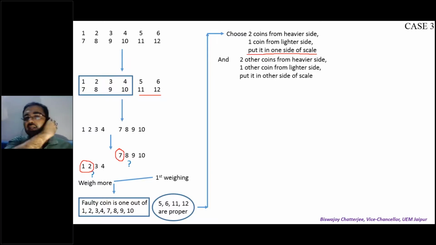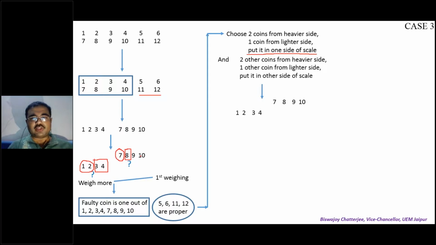Then take the 2 other coins from the heavier side and 1 other coin from the lighter side, and put them on the other side of the scale. So you choose 3, 4 and 8. So what you do is 1, 2, 7 on one side, and 3, 4, 8 on the other side.